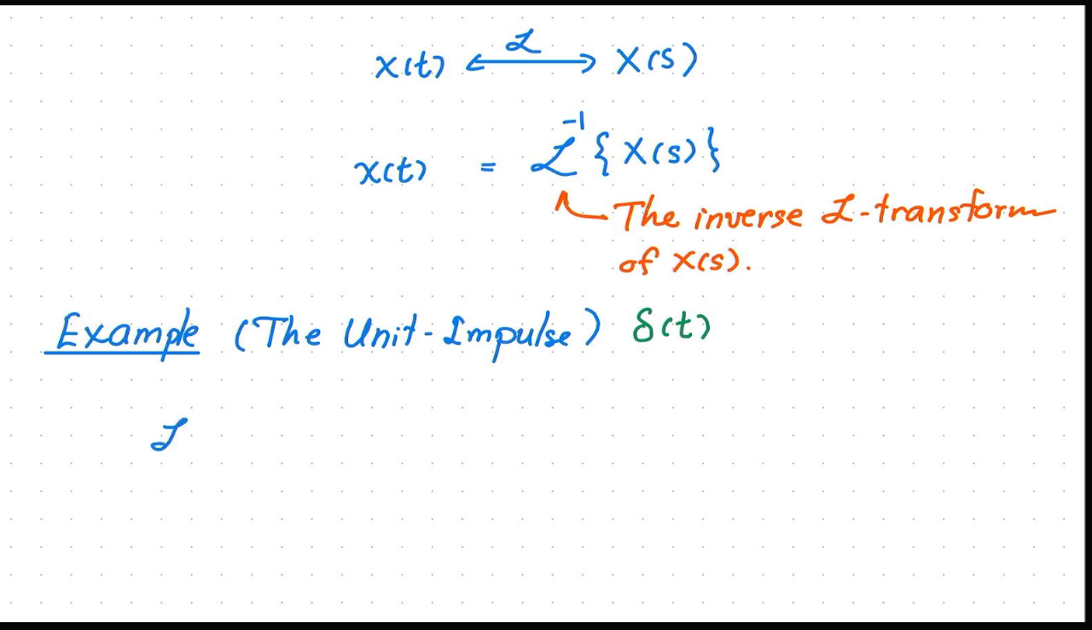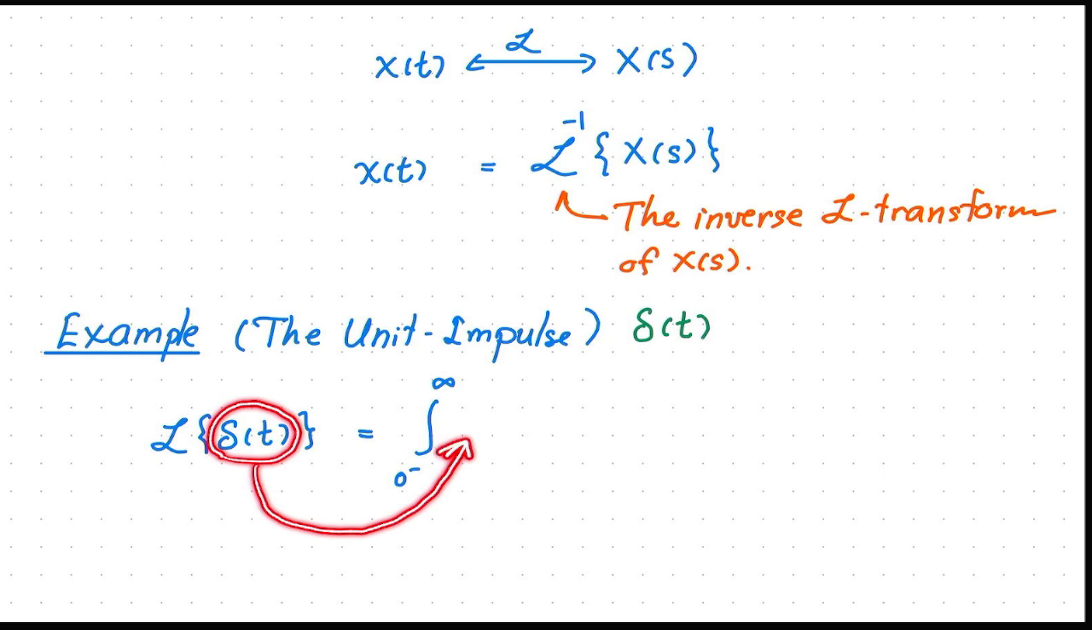So the Laplace transform of delta, by definition, is the integration from 0 negative, just a little bit before time 0, until infinity. And then you have to look here. This is the thing that you want to transform, right? So whatever is seen here has to be put into the integral right here. So you're seeing delta, so we have to put delta here. And then the rest would just follow, which is e to the negative st and dt.